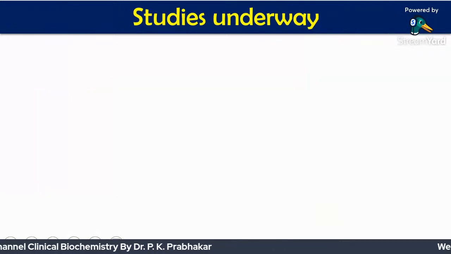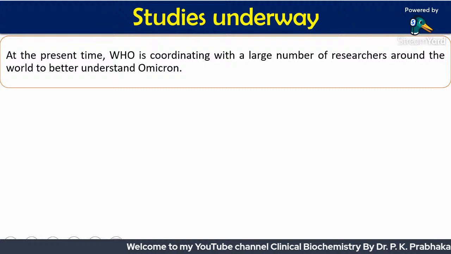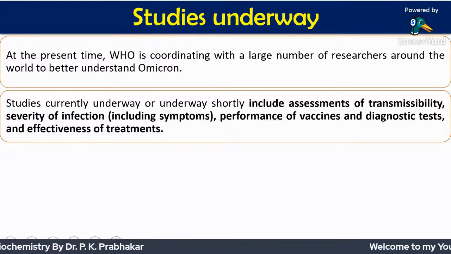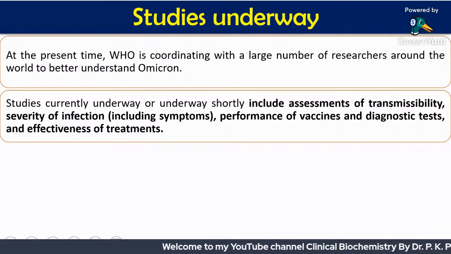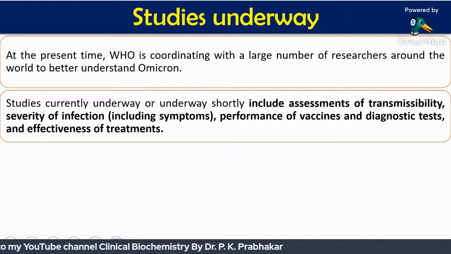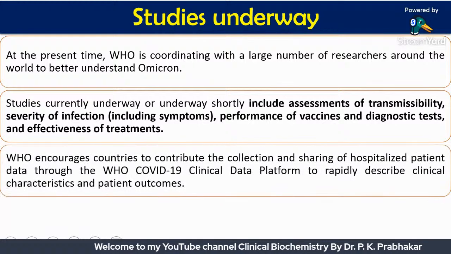Other than that, at the present time, WHO is coordinating with a large number of researchers around the world to better understand Omicron and its pathophysiology. Studies are currently underway or will be underway shortly, including assessment of the transmissibility, severity of the disease, severity of the infections, including the symptoms, performance of vaccines and diagnostic tests, and effectiveness of treatment. Only then can we have some kind of conclusive statement on the rate of transmission, severity of the disease, performance of the vaccine or the diagnostic tests, and treatments.